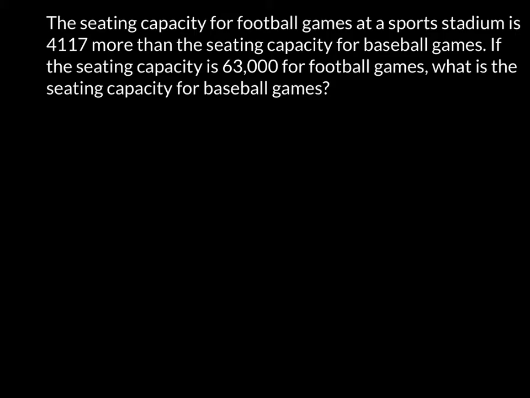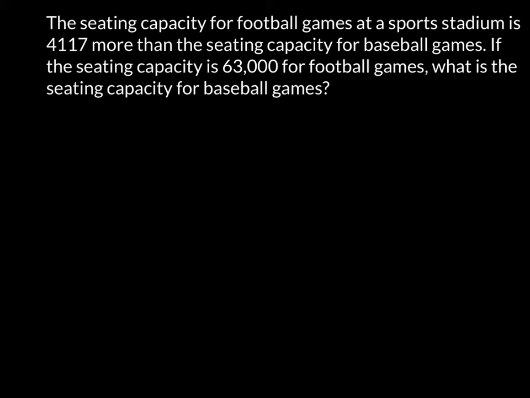The seating capacity for football games at a sports stadium is 4,117 more than the seating capacity for baseball games. If the seating capacity is 63,000 for football games, what is the seating capacity for baseball games? In order to find the capacity for the baseball games, we need to write and solve an equation. We're going to let x represent the seating capacity for baseball games.